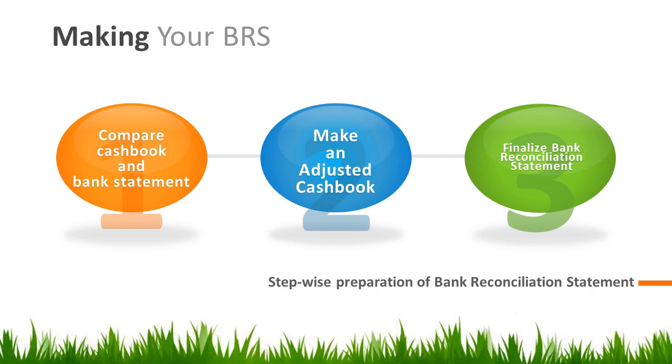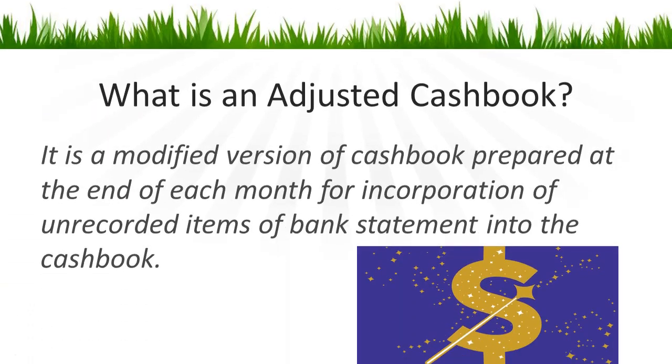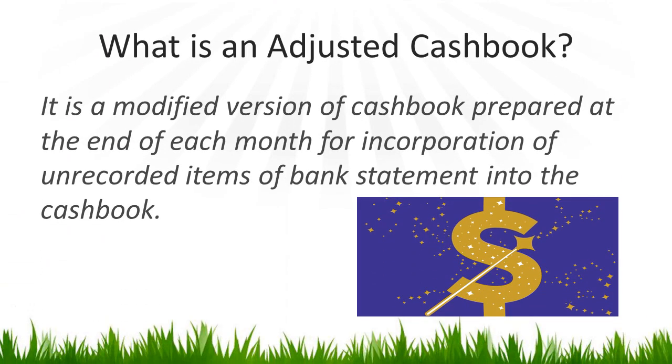Bank reconciliation statement is basically made in two steps. The first step is making an adjusted cash book. An adjusted cash book is basically made out of all the differences between the cash book and the bank statement.